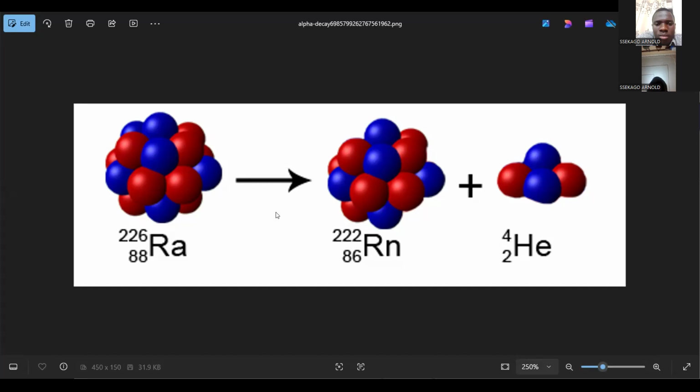So what is taking place here is that the atomic mass is what is up. This 226 has reduced by 4. How? You are seeing 226 minus 4 to obtain 222. And atomic number 88 has reduced by 2. How? 88 minus 2 we obtain 86. So this is the new element which is formed when the alpha particle has been emitted.